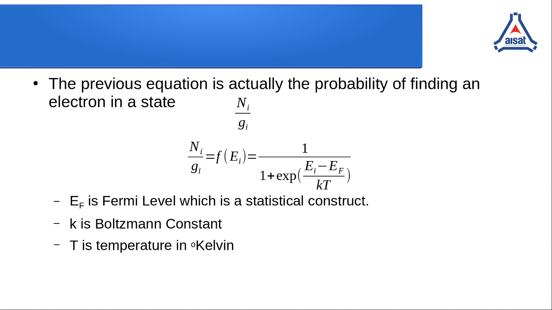If we look deep into the previous equation, it is actually the probability of finding an electron in a state. As in the case of tossing a coin, what is the probability of getting heads? This is 1 by 2, because heads is a possibility, tails is another possibility. Total number of possibilities is 2. So the probability of getting one possibility is 1 by 2.